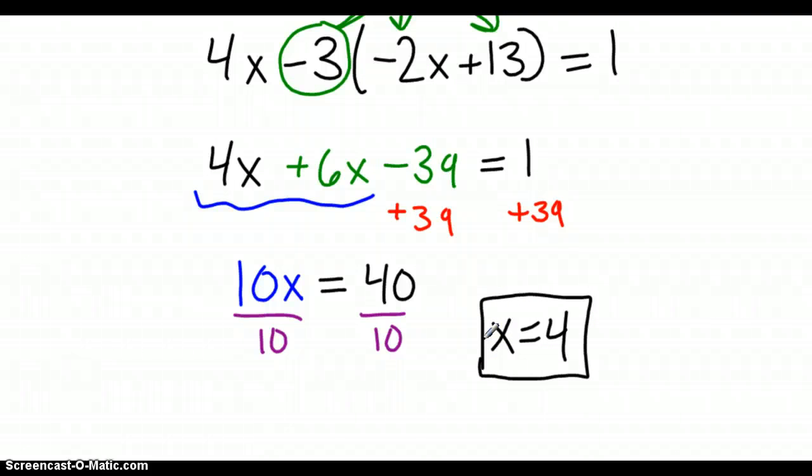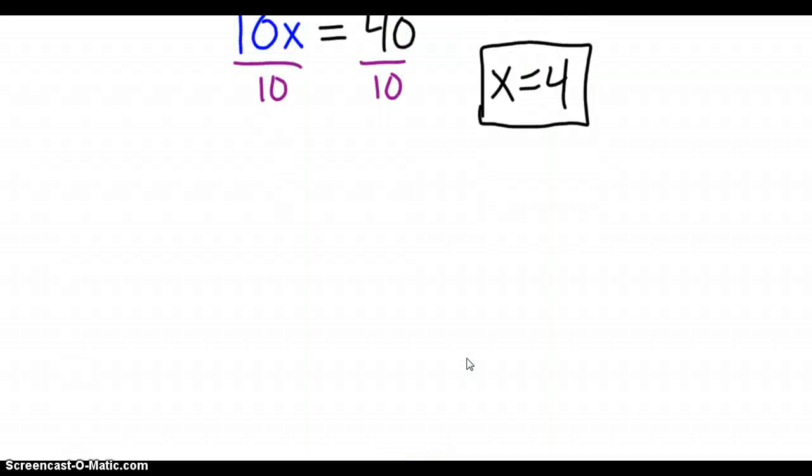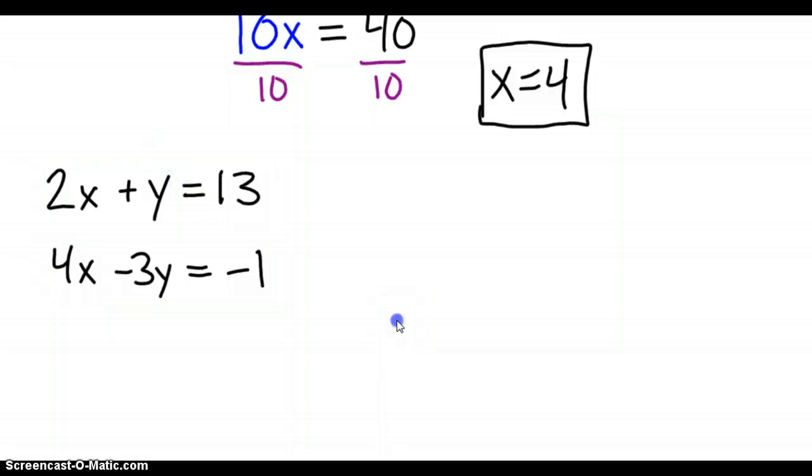Because not only do we need our x, we also need our y. So in the substitution process, as well as in elimination, once we find one of our answers, we need to go back to our original equations, which I'll bring up here for us. We need to choose one of them and plug in the variable that we have found to find the missing one.